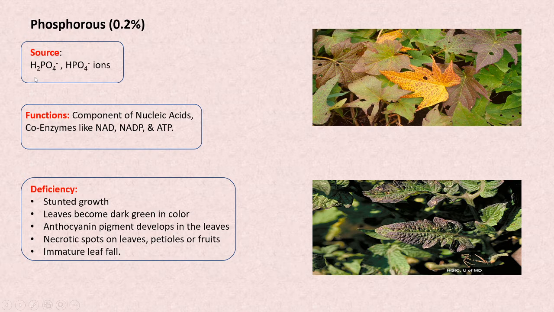Source: phosphate ion and biphosphate ions. Functions: component of nucleic acids, phospholipids, coenzymes, NAD, NADP, and ATP. And deficiency symptoms: it shows stunted growth, the leaves become dark green in color, and anthocyanin pigmentation takes place. You can observe anthocyanin pigmentation here, and necrosis also is seen in this deficiency. Okay, and petioles and fruits also show necrotic spots, and leaves fall immaturely.